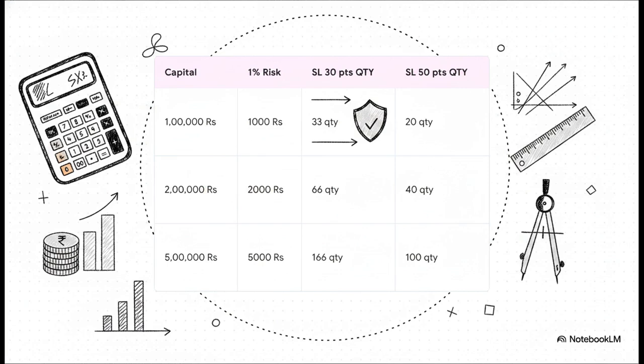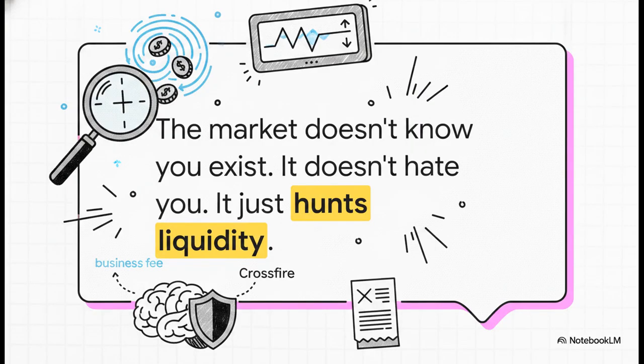If you have 100,000 rupees in capital, your risk is capped at exactly 1,000 rupees. If your stop loss needs to be 30 points away, you trade 33 units. But if the market requires a wider 50-point stop loss, you reduce your quantity down to 20 units. The actual money at risk literally never changes, only your position size does. It's brilliant. And you know, this strictly mechanical approach to risk feeds directly into the psychology you need to survive.